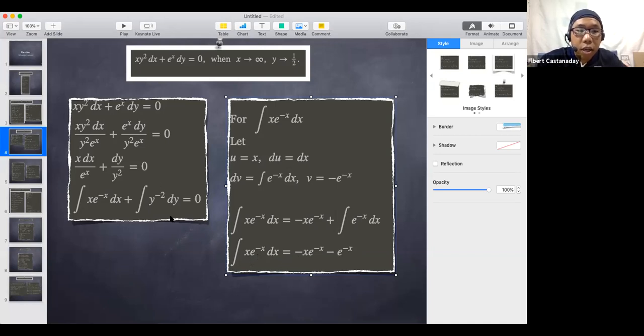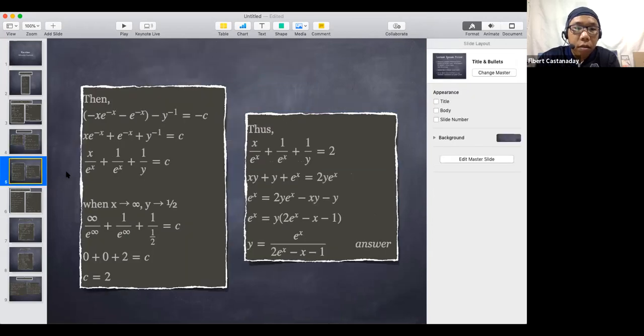Now for the second term, this is just the power formula, right? So y raised to n plus 1 over n plus 1. So you have minus 2 plus 1, that's negative 1 over negative 1. That's why you have this term. So negative 1, that's why it became minus here. And this is the result of the integral of the second term. Now, each of these terms is negative, as you can see.